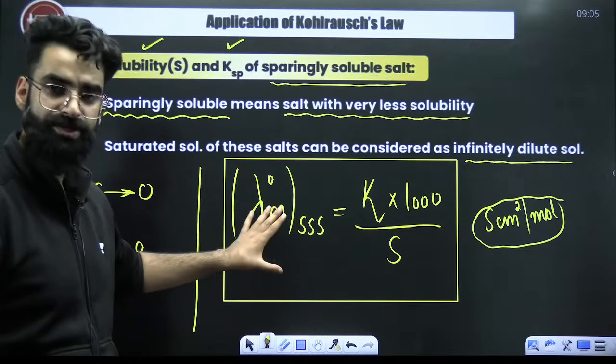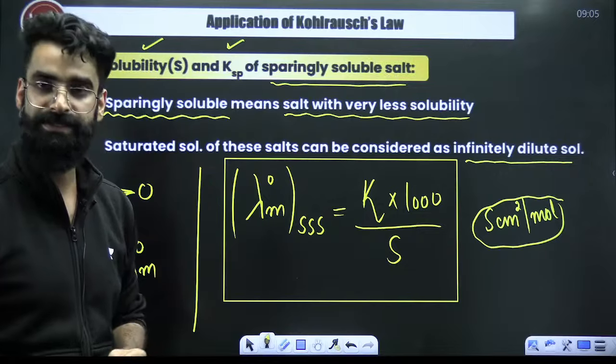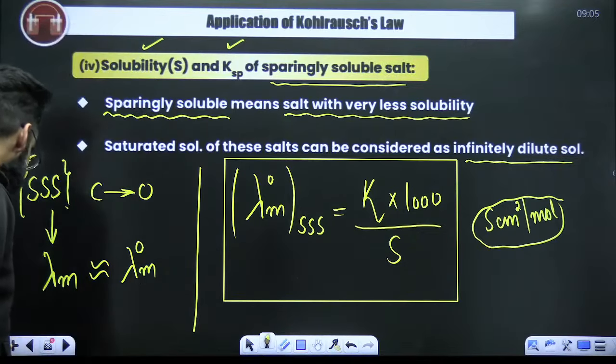I'll show you its application. We'll get to know how it exactly works. Where do we use all this? But before that, my dear students, do you remember your KSP, solubility product?